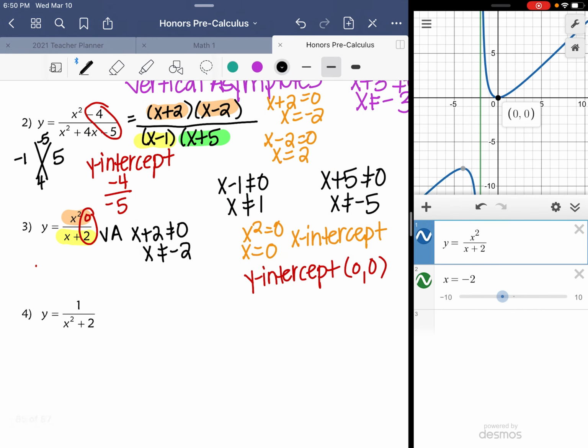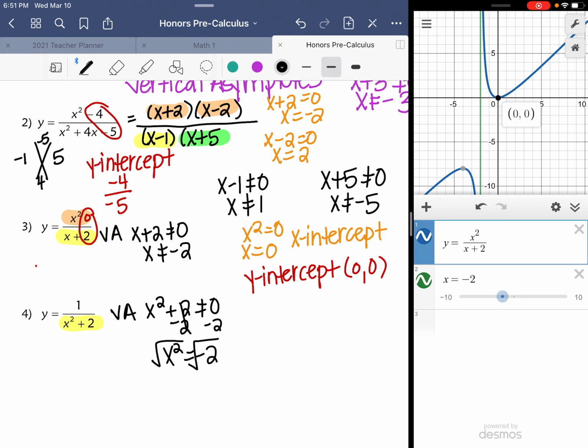All right, and for this last example, again, I can't factor it. So whatever's left in the denominator is going to be my vertical asymptote. There's no holes in this problem. So my vertical asymptote is going to be x squared plus 2 equals 0. So I'm going to subtract 2, and x squared equals negative 2.